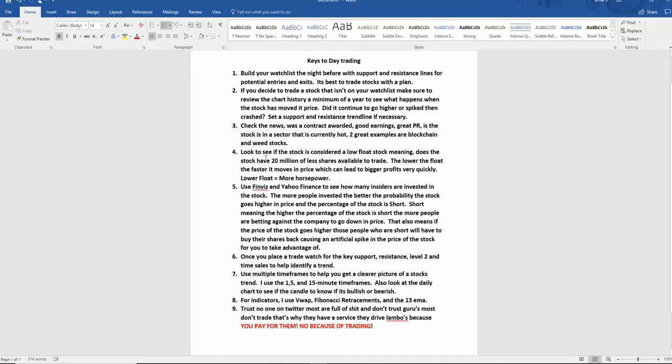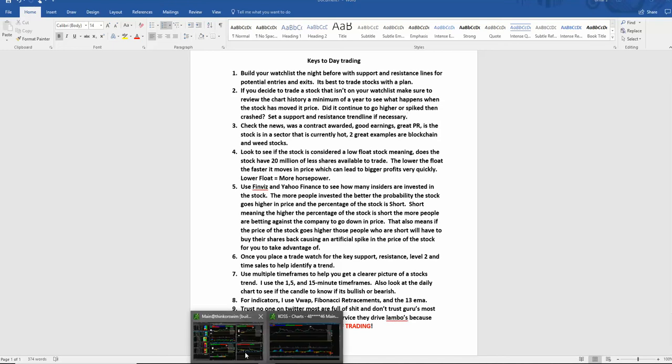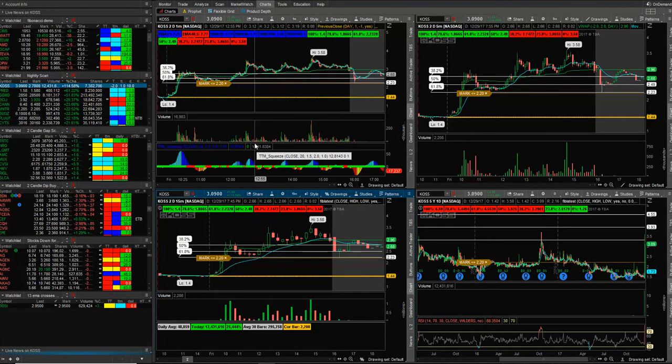Look to see if the stock is considered a low float stock, meaning the stock has 20 million or less shares available to trade. The lower the float, the faster it moves in price, which can lead to bigger profits very quickly. Lower float equals more horsepower. Think of it this way: the fewer shares available to trade, the faster it has to trade between buyers and sellers, and that drives the price of the stock up quickly or down quickly. So it works both ways.